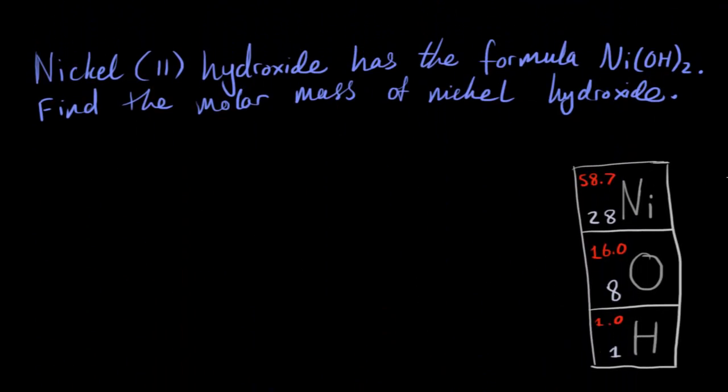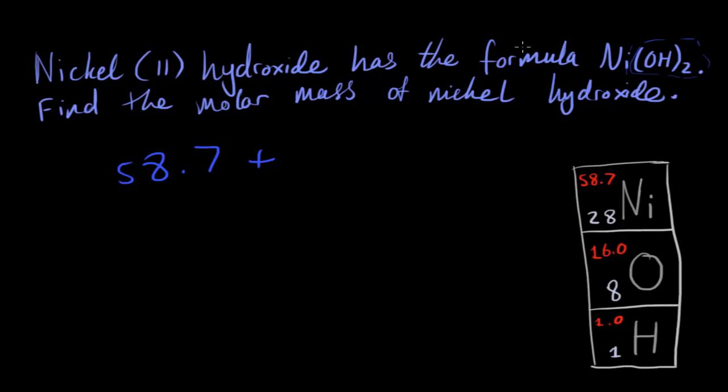Next question, this is the second question we're going to be doing. Nickel(II) hydroxide has the formula Ni(OH)2. Find the molar mass of nickel hydroxide. Okay, these are our relative atomic masses here. Let's take nickel. Nickel has 1 mole, so we're just going to add 58.7 to the relative formula mass of this section here.